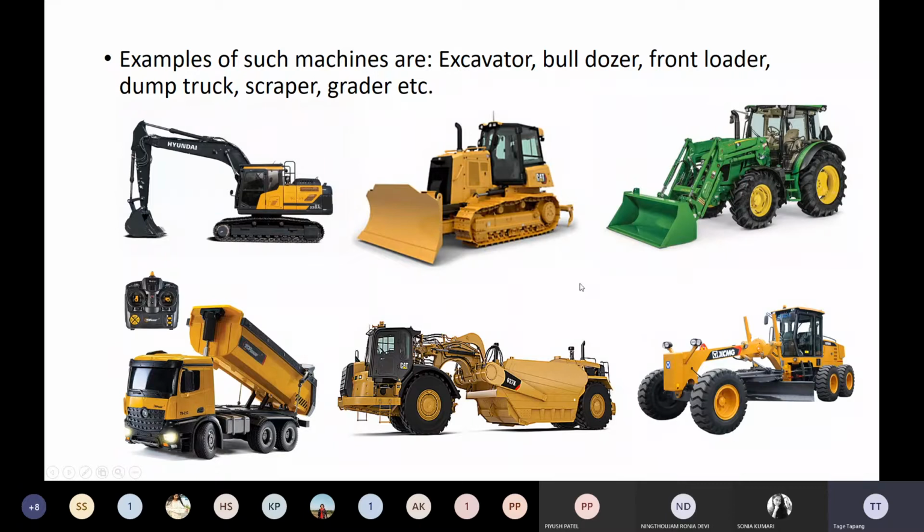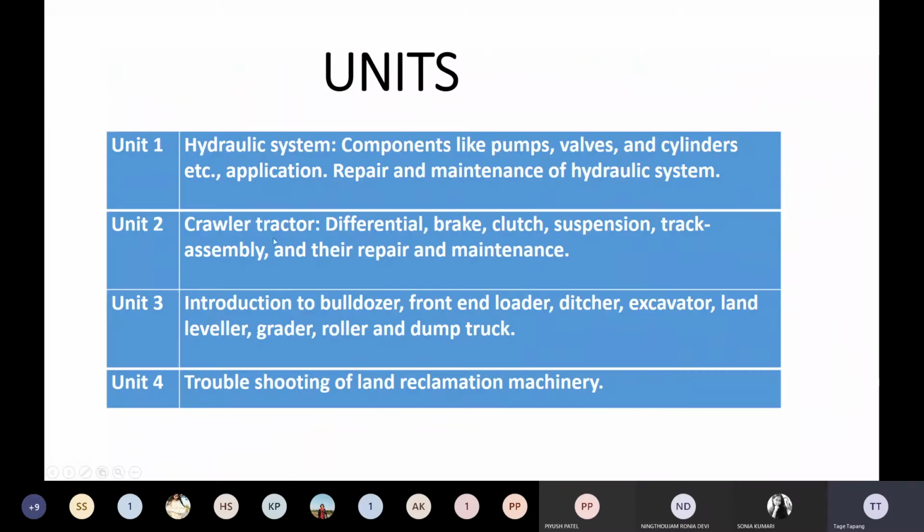When we say tractor, we do not only mean agriculture tractor. Tractors are of different types. These are also examples of tractor. Wheel tractor, crawler tractor, or track type tractor. These are called tracks, and they crawl. So they are called crawler tractor or track type tractor. So this is crawler tractor. Differential, brake, clutch, suspension, track assembly, and their repair and maintenance.